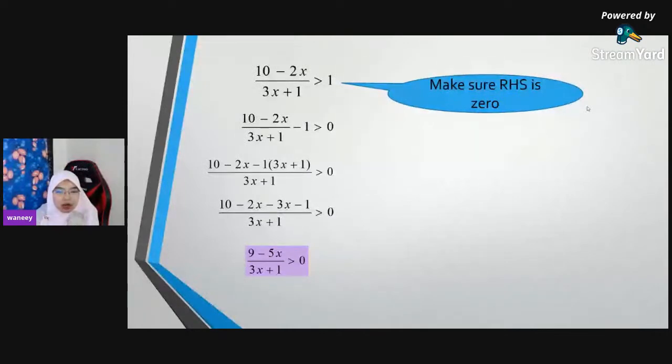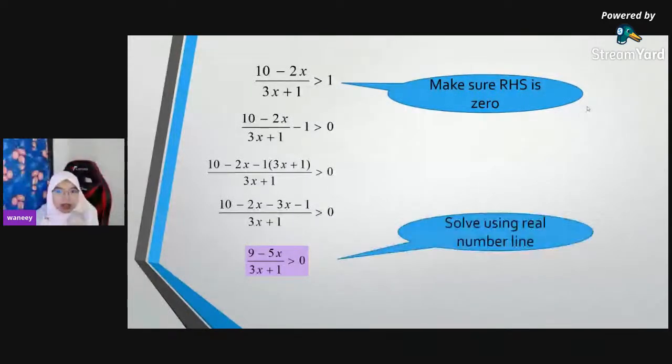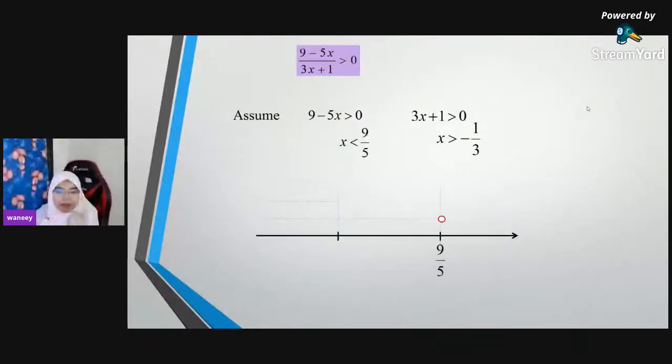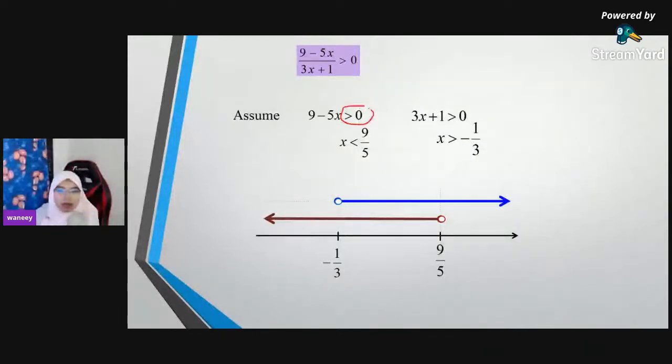Okay, so now we got to draw the number line, or you can use table of sign, either one. So 9 minus 5x greater than 0, 3x plus 1 greater than 0. So x less than 9 over 5, x greater than negative 1 over 3. So 1 going to the left, 1 going to the right. So we assume them to be greater than 0. So that means on top of the line, we should write down positive. Other than that, it will be negative.